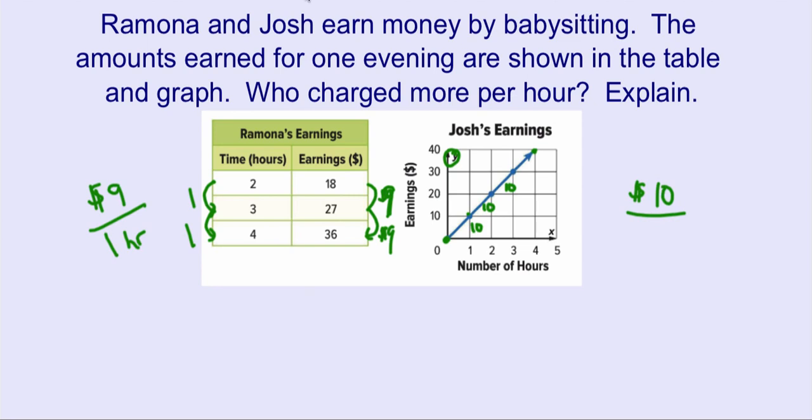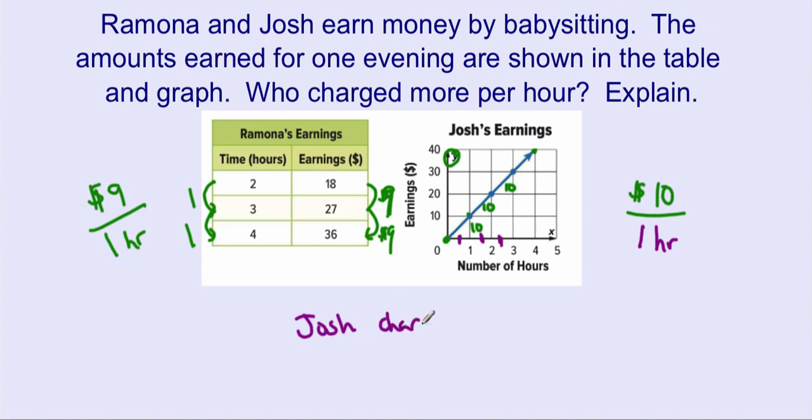Along the bottom, they're going from 0 to 1. That's a change of 1. Then from 1 to 2, another change of 1. 2 to 3, so a nice even increment of 1 hour along the bottom. And again, it's already a unit rate, so we're good. We don't have to do any dividing here. So Josh was earning $10 per hour. Ramona was earning $9 an hour. So who charged more per hour?